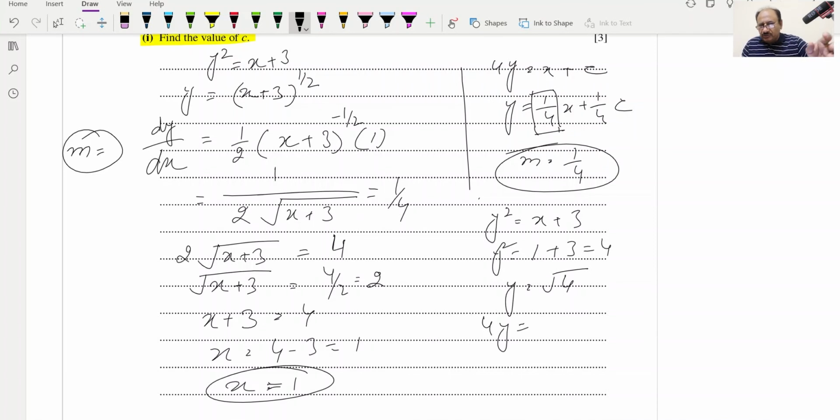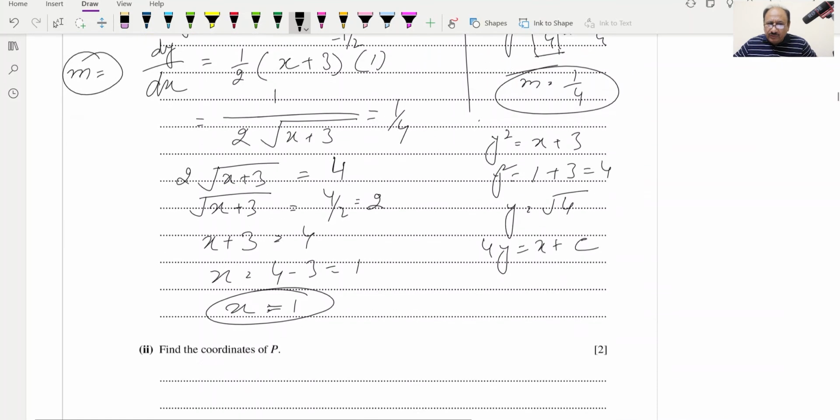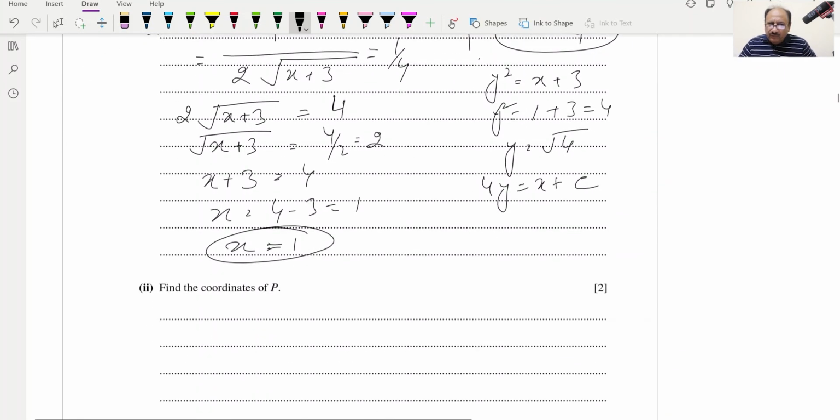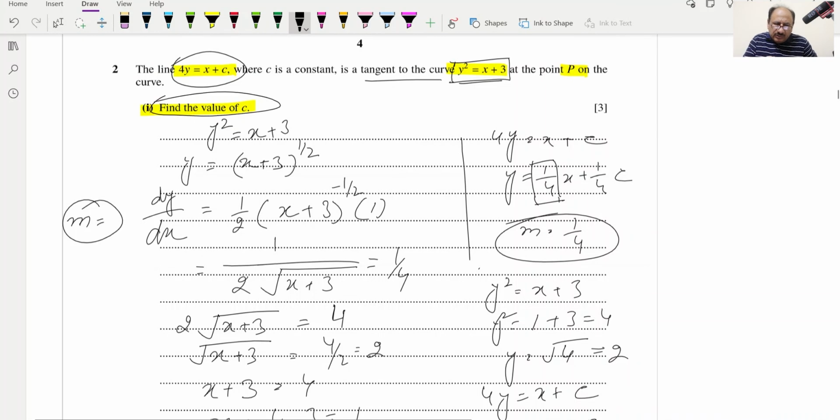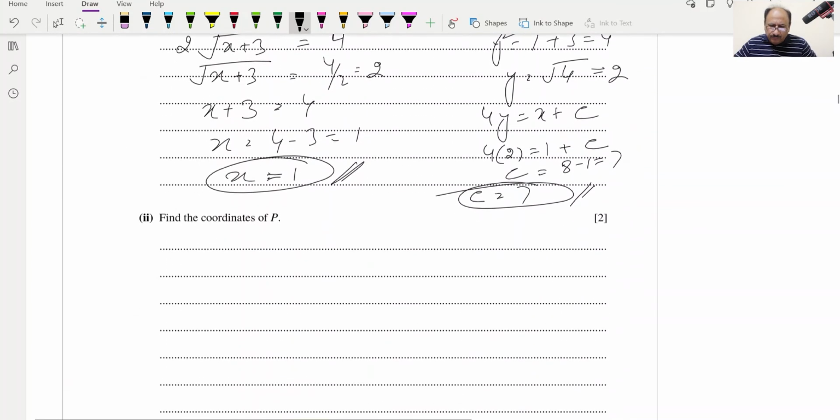4y = x + c. So we will replace the y value, which is 2, so y value as 2 and x value as 1, to find the value of c, and this implies c is equal to 8 - 1, which is 7. So the c value is equal to 7. These are the two values which we were supposed to find for this part. This is basically the c value, and to find the c value we have checked the x and y values.